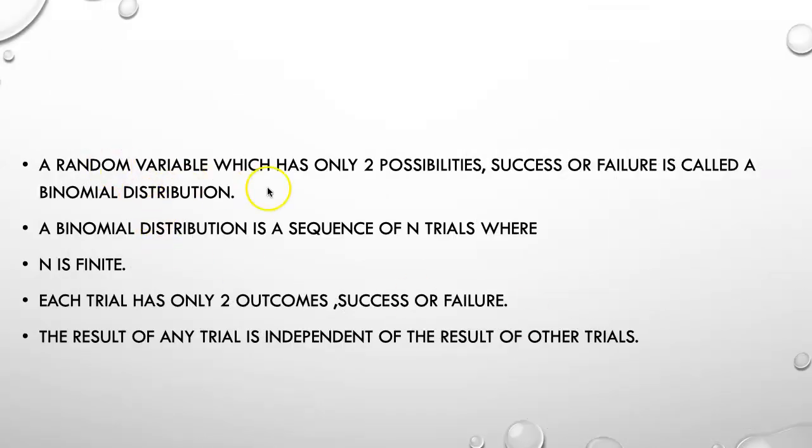Now, a random variable which has only two possibilities, success or failure, is called a binomial distribution. So, a binomial distribution can be defined as a sequence of n trials where n is finite. Each trial has only two outcomes, success or failure, and the result of any trial is independent of the result of other trials.